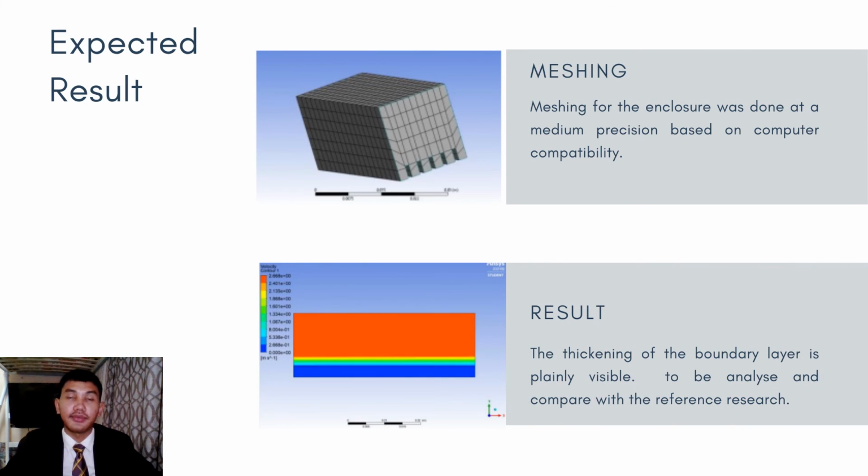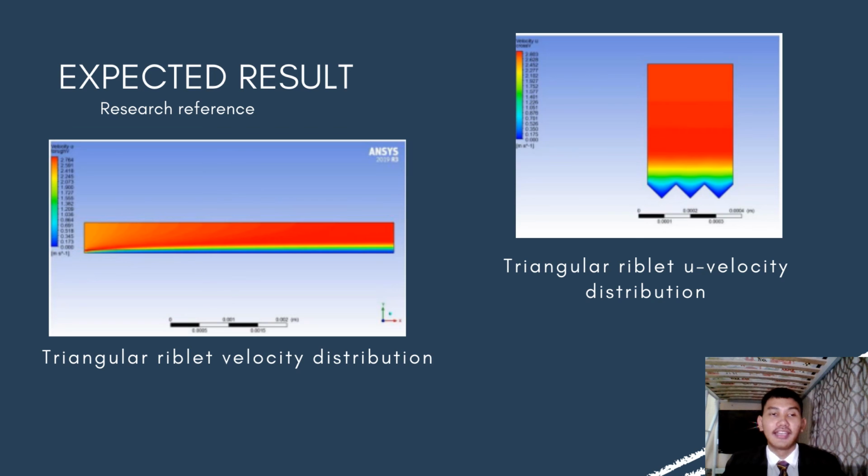This is the preliminary result that has been shown by meshing the inclusion at a medium position based on the computer specs. The result shows that the thickening of the boundary layer is plainly visible. The result is to be analyzed and compared with the reference research. In this slide, this is a result taken from the reference journal. We can see how the velocity is distributed on the triangle riblets.